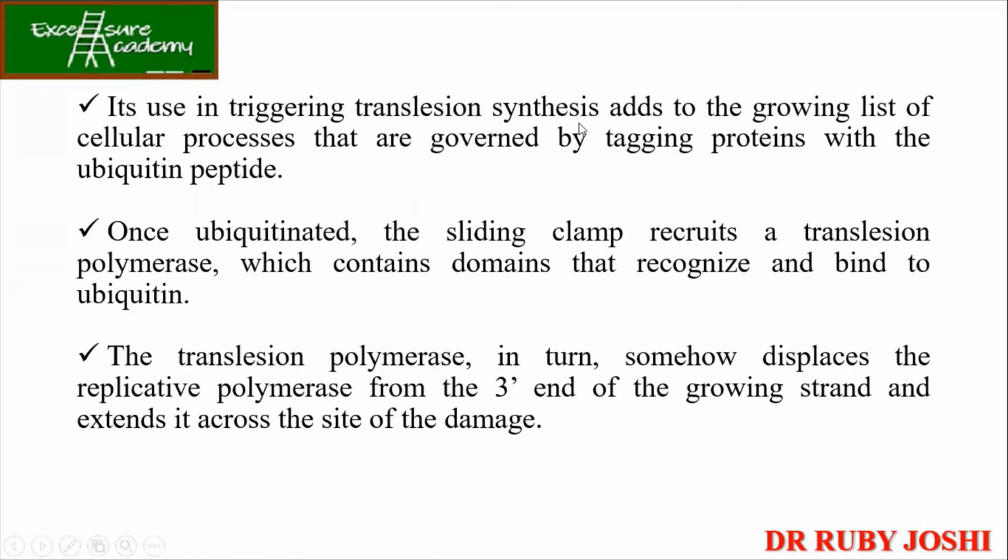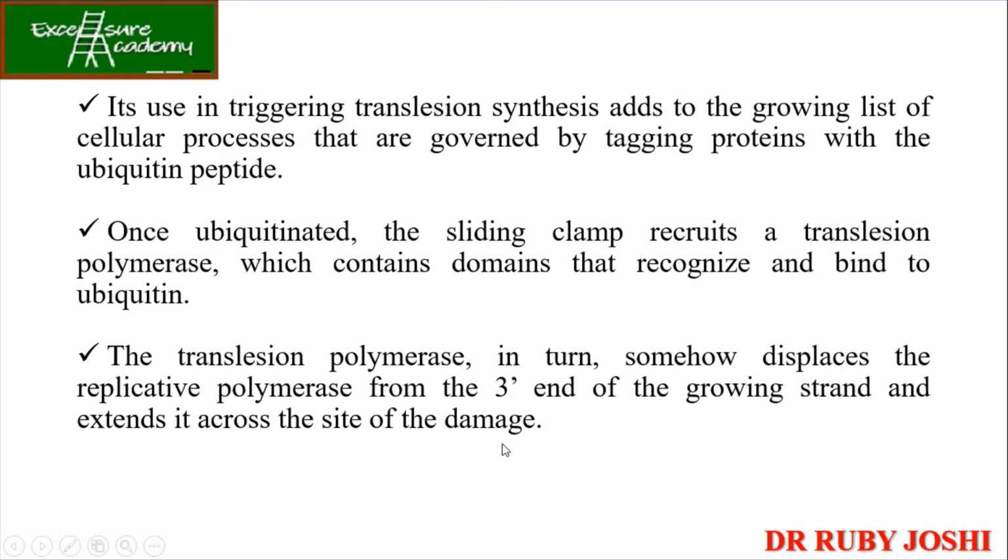So its use in triggering translesion synthesis adds to the growing list of cellular processes which are governed by tagging proteins with the ubiquitin peptide. So now we know once it is ubiquitinated, the sliding clamp recruits a translesion polymerase, which contains domains that recognize and bind to the ubiquitin. So this translesion polymerase will displace the replicative polymerase and extend past the site of the DNA damage.